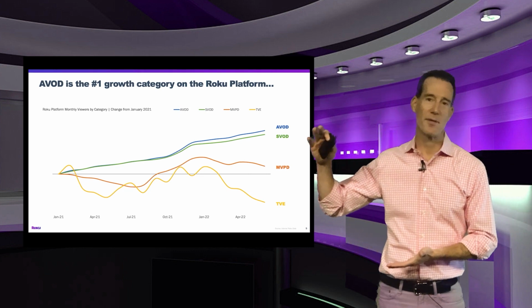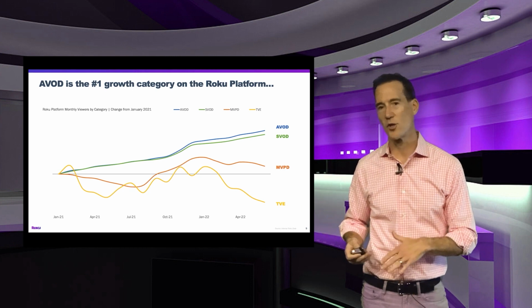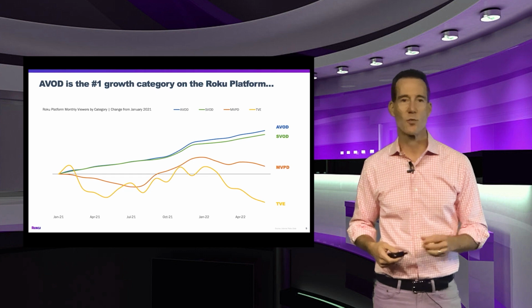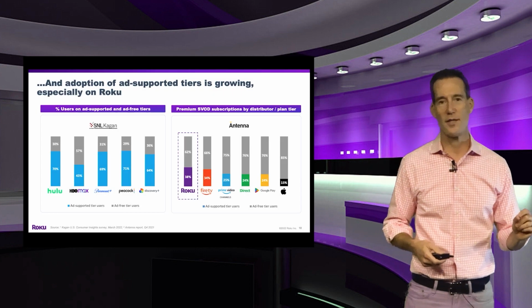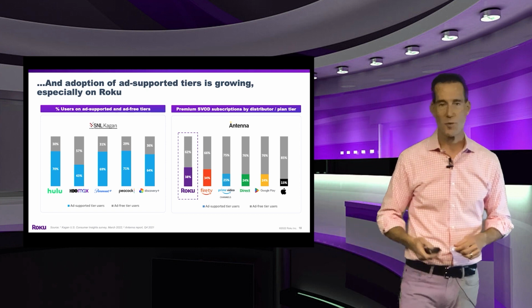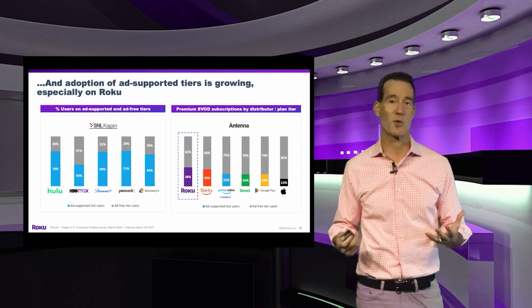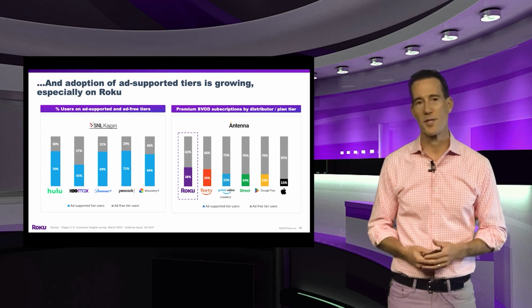And then there's a big gap, and significantly below that are virtual MVPDs and TV Everywhere services as users look to replicate less the traditional TV bundle on streaming and lean more into AVOD and subscription-based services. We think that's actually a very good thing, particularly on Roku when it comes to advertising.